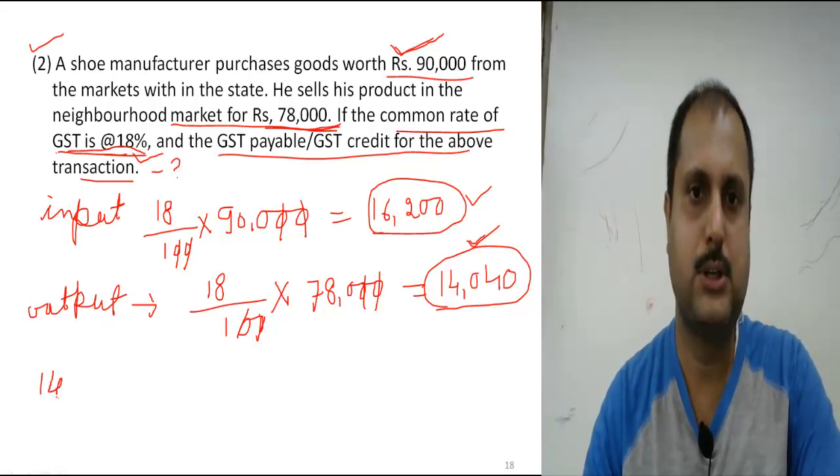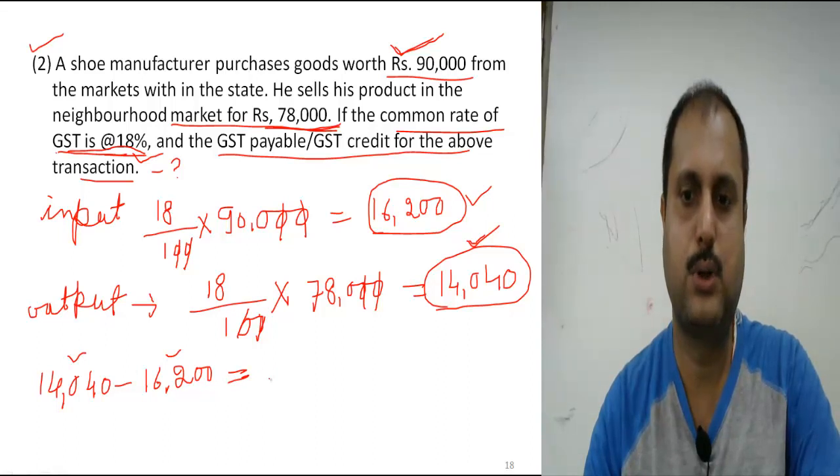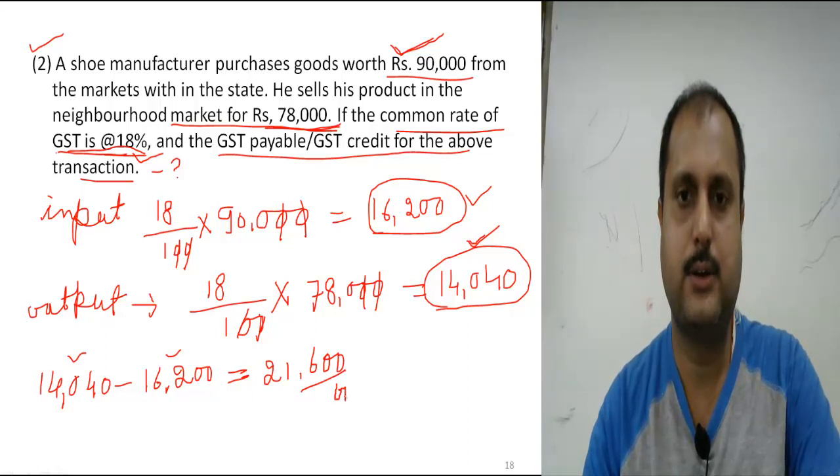So output GST, that is 14,040, minus the input GST, 16,200. So output GST minus the input GST, the total amount will come 2,160. So it will be the GST credit. GST credit.